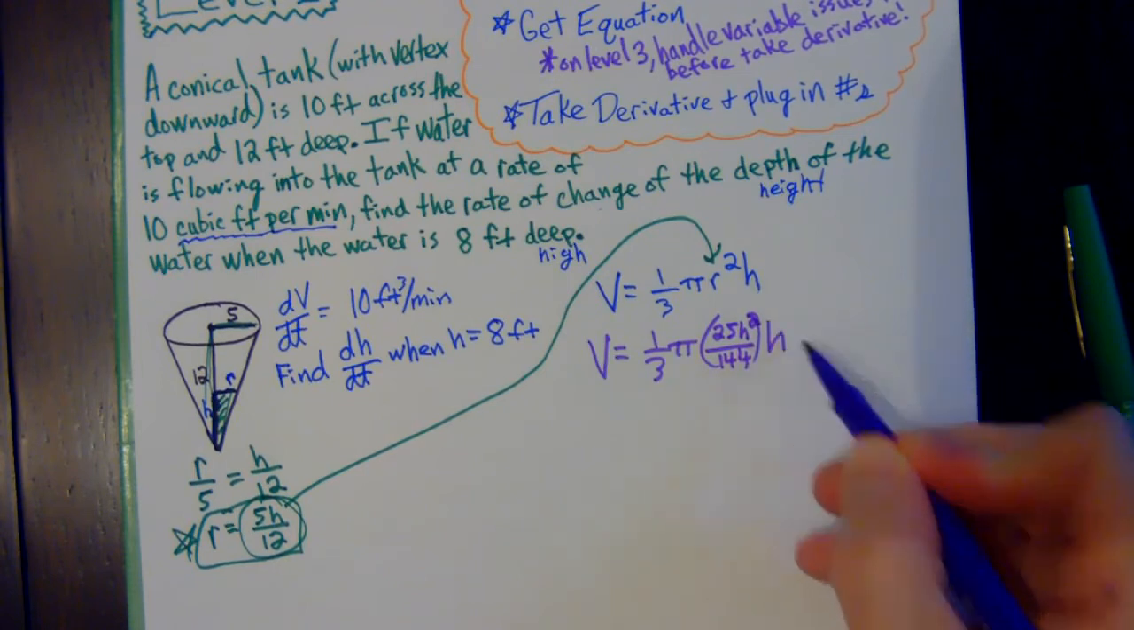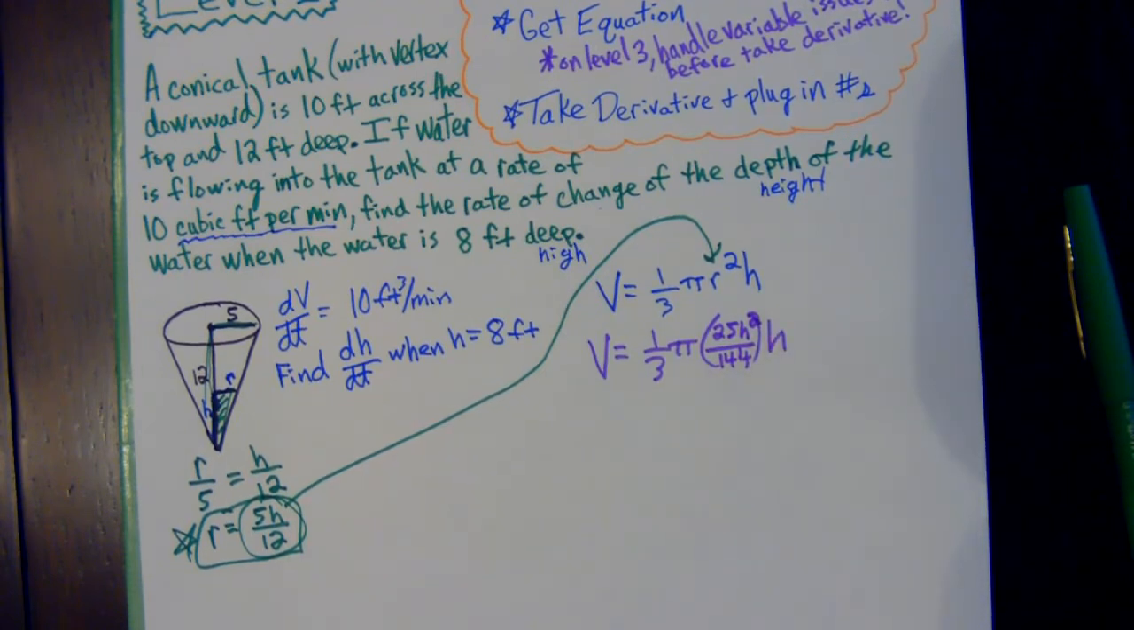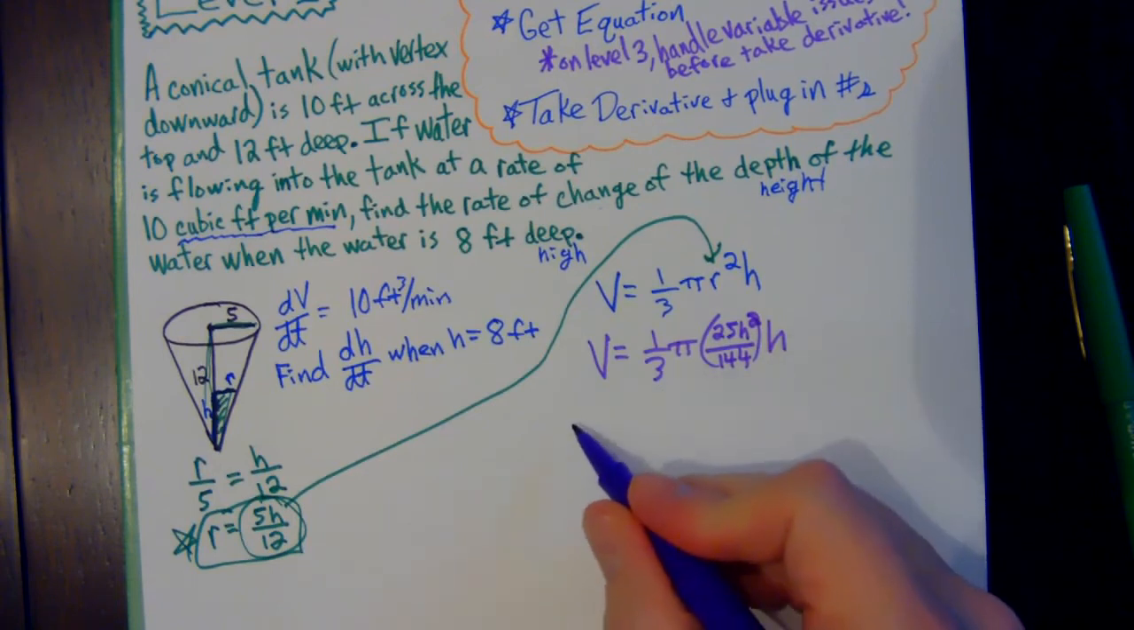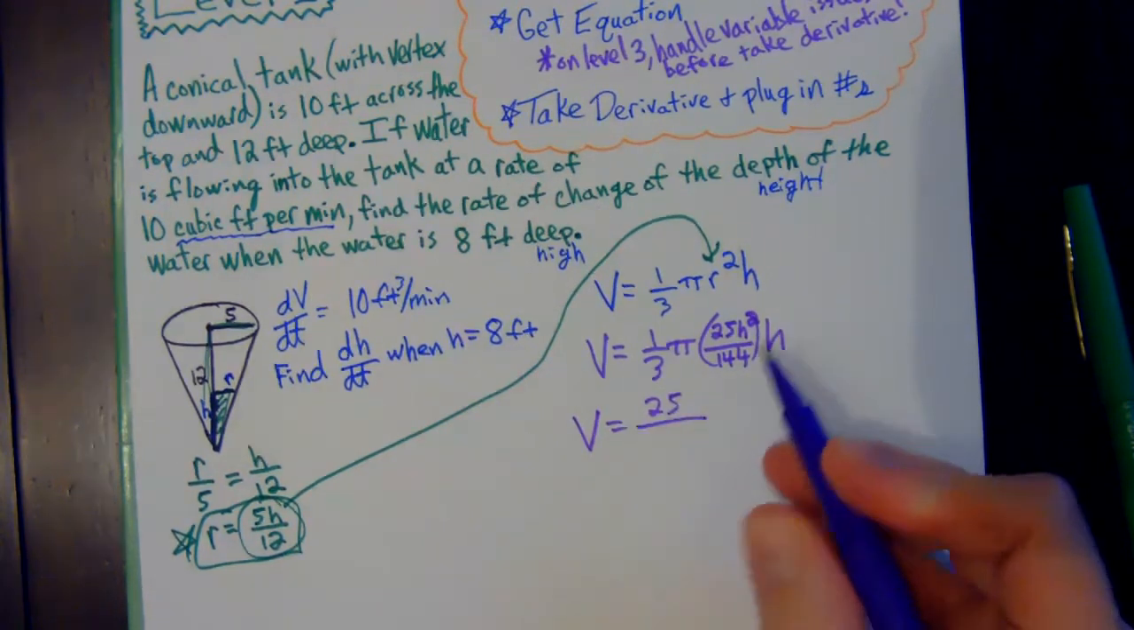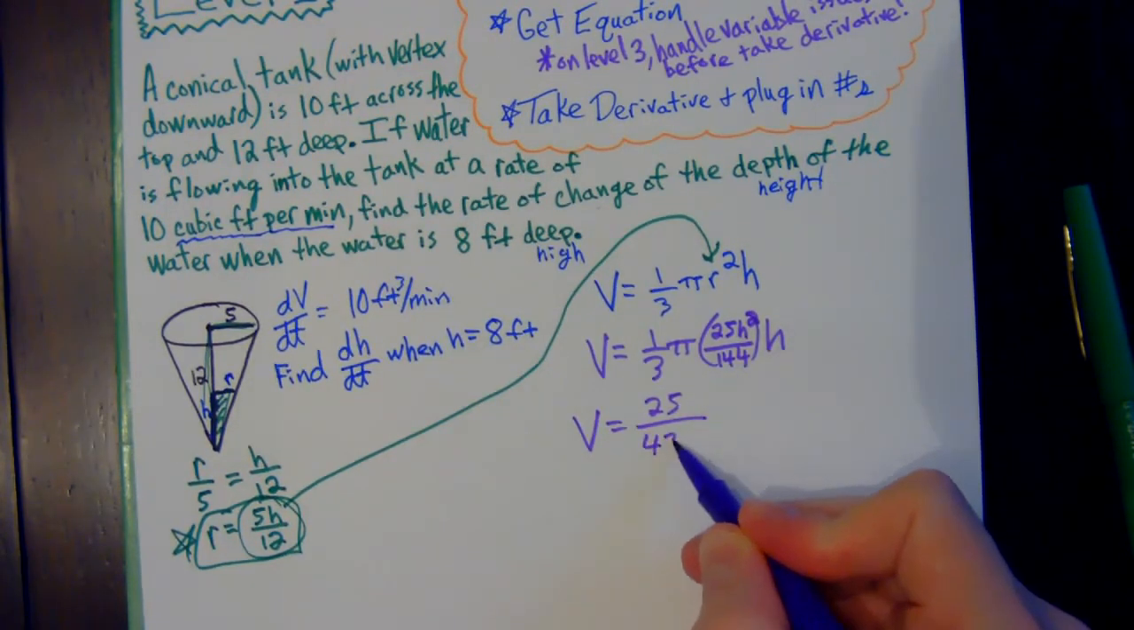And then that h is going to carry down. Don't take the derivative yet. All the time people want to take the derivative and make that too complicated. Simplify this first. All right, this is going to be 25, 3 times 144, I believe this is going to be 432.